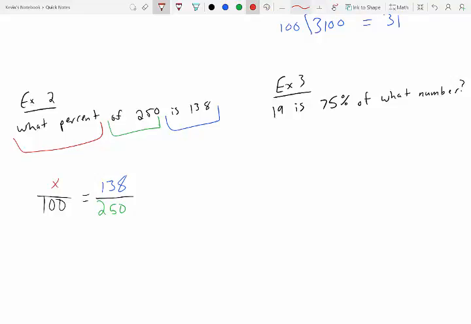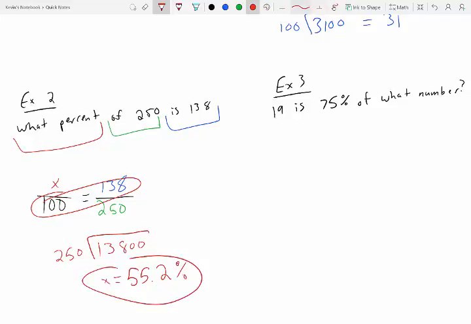So from here you want to cross multiply. 100 times 138 is 13,800, and then divide by 250 is 55.2. And again, that has to be a percent, so we need a label on it, and we say equals x, and there is my percent. So example 2 was finding a percent.